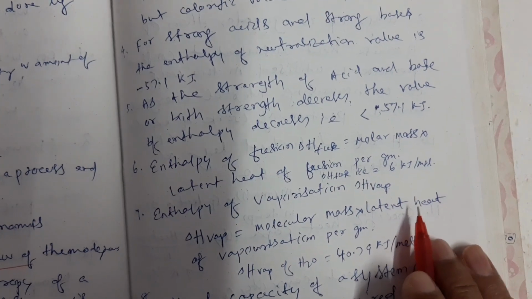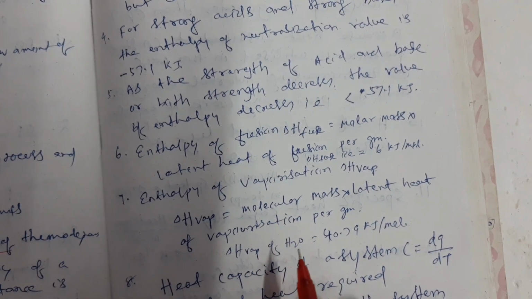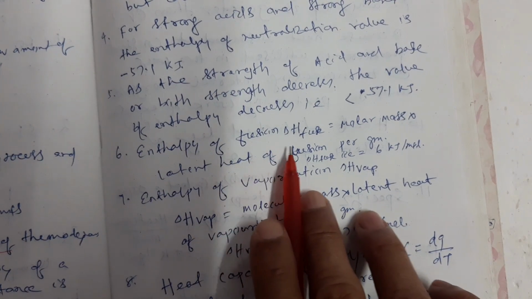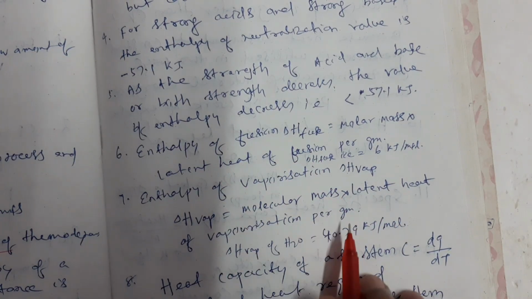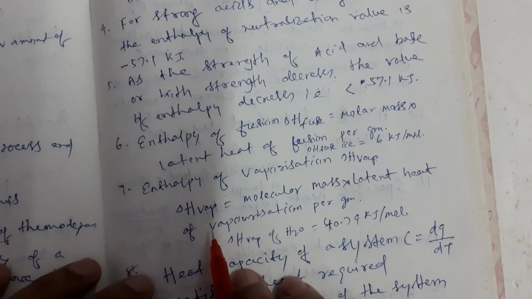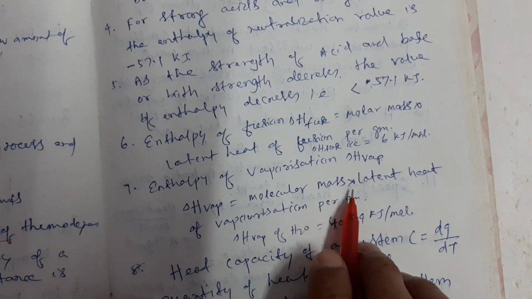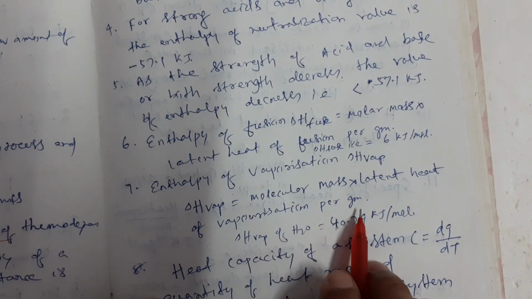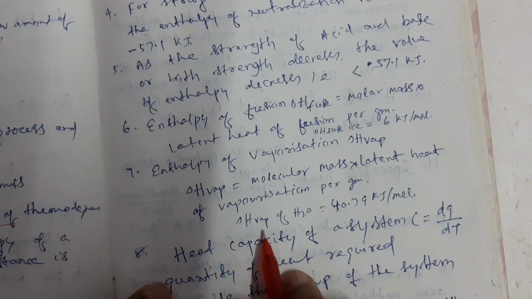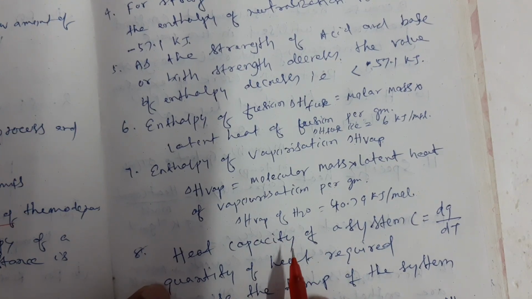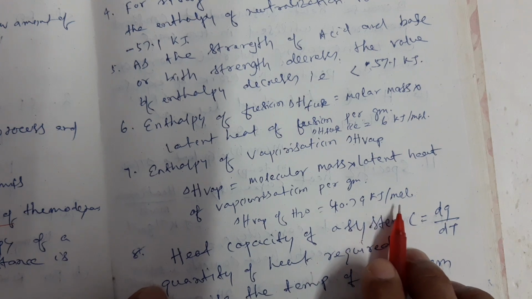Then what is enthalpy of evaporation? Enthalpy of evaporation is at its boiling point. Fusion is at its melting point, and this is at its boiling point. Mathematically, enthalpy of evaporation is equal to molecular mass multiplied by latent heat of evaporation per gram. For water, the boiling point is 100 degrees centigrade, and the enthalpy of evaporation is 40.79 kilojoule per mole.